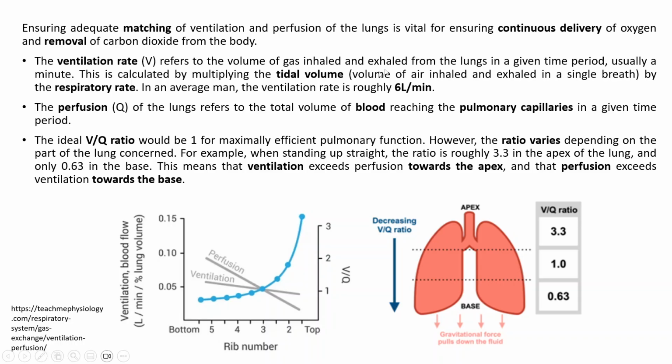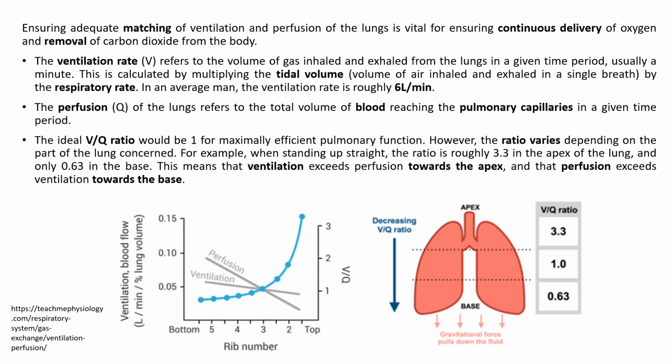So you multiply 500 ml with the rate of respiration within a minute, like how many times they have breathed in and out. Then you eventually land up with 6 liters per minute. So every minute there's 6 liters of air that has been fluxed. That's your ventilation rate, or V.